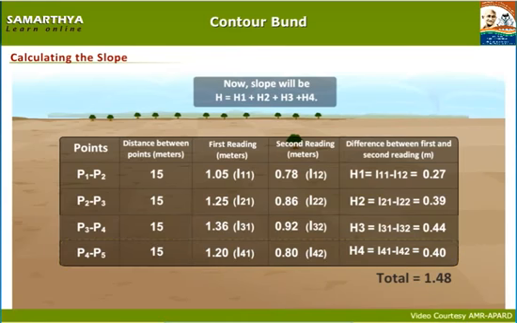The total will be H is equal to H1 plus H2 plus H3 plus H4 is equal to 0.27 plus 0.39 plus 0.44 plus 0.40 is equal to 1.48 meters.